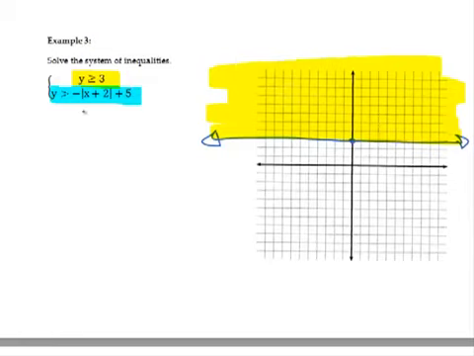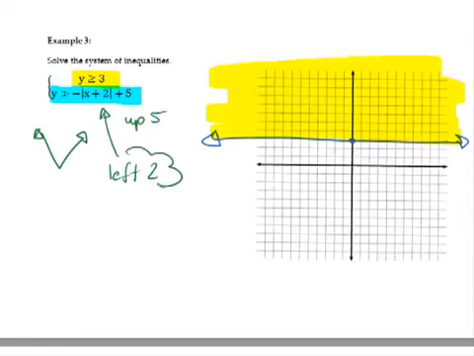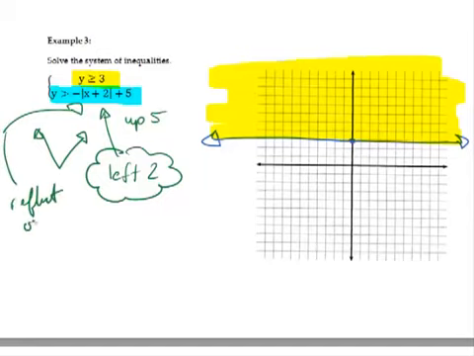And then our second line here, remember this is an absolute value, so that's the V shape. Remember, on the outside, this means up 5. And this piece here means left 2. It's always opposites when it's inside the absolute value, so it's the other direction. And this little guy here means reflect over the x-axis. So I'm just going to draw a quick sketch of him on the side so we understand what we're doing here.